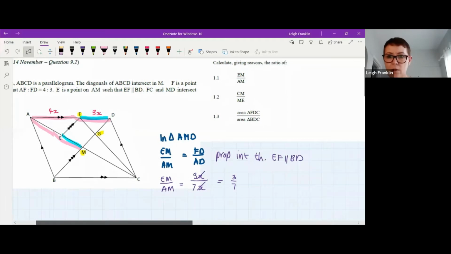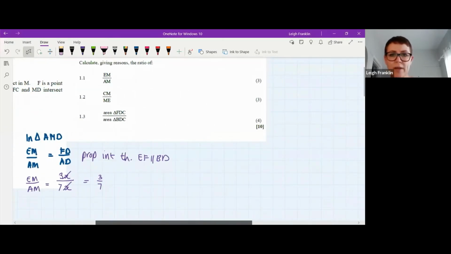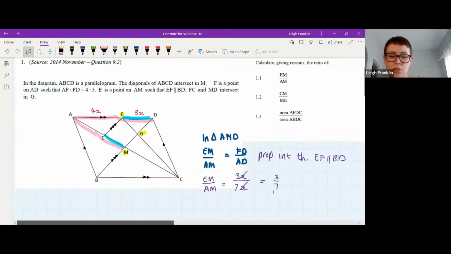Yes. Okay. So you can see this particular question, if you can see now on the screen, that was worth 3 marks. What do you think they're giving you those 3 marks for?